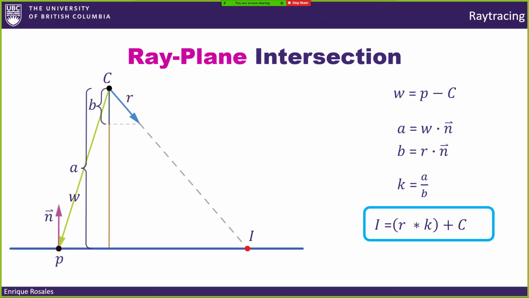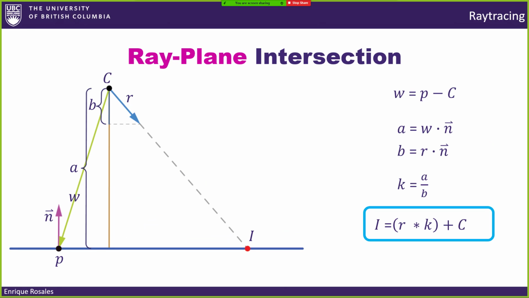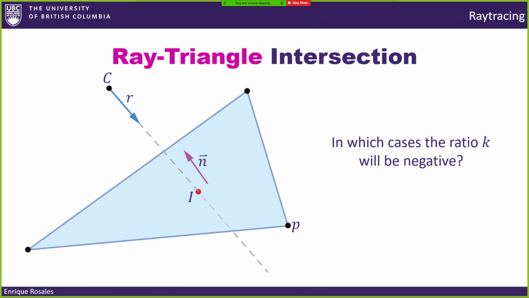But there's something here that a couple of people were asking about these formulas, and I think we even discussed it a little bit the other day. Give me a second. So, another question. In which cases do you think the ratio k, remember k is a ratio, right? K is the ratio between A and B. Basically, that is like a scalar value for R, because I'm taking R, multiplying by this scalar, and then I just add the origin of the camera or the origin of the ray. So in which cases do you think the ratio will be negative? What do you think?